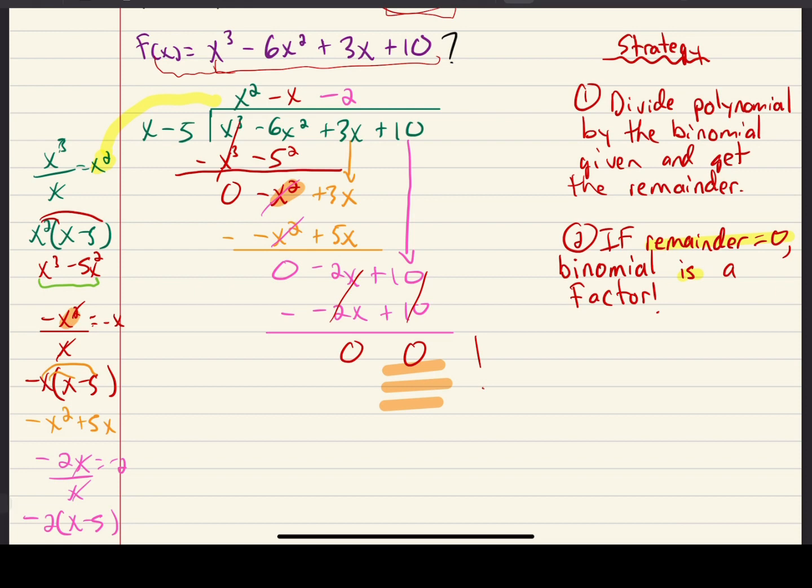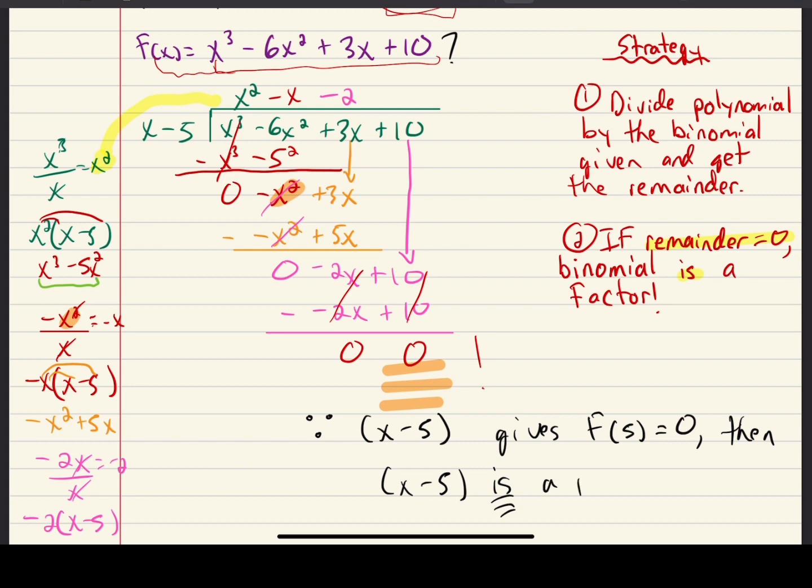So here we can see that we end up with a remainder of 0. So since, and I'll just write here, since x minus 5 gives us a value of f at positive 5 equal to 0, then x minus 5 is, and I'm triple underlining here, a factor.